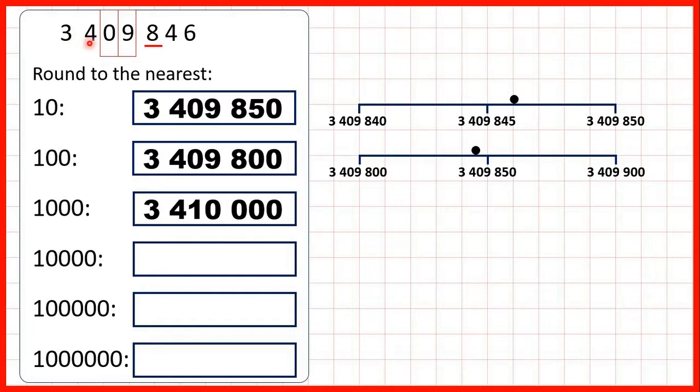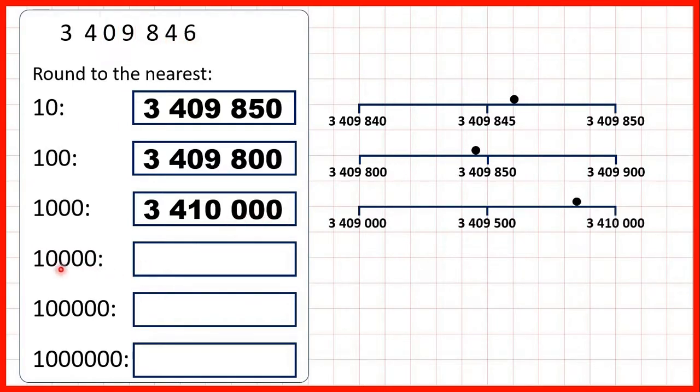So digits to the left, so the 3 and the 4 stay the same, but then 1 more than 9 is 10, so we write that with a 1 in our 10,000s and a 0 in our thousands, because we can only have 1 digit in each place value. And then again, as always, digits to the right turn into zeros.